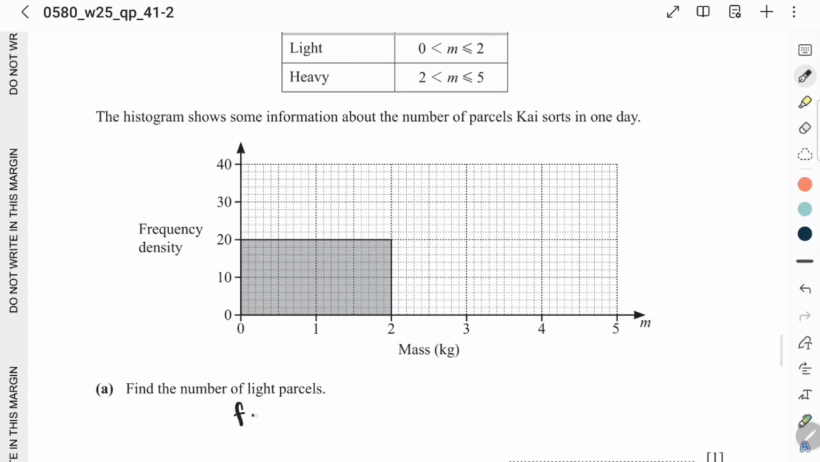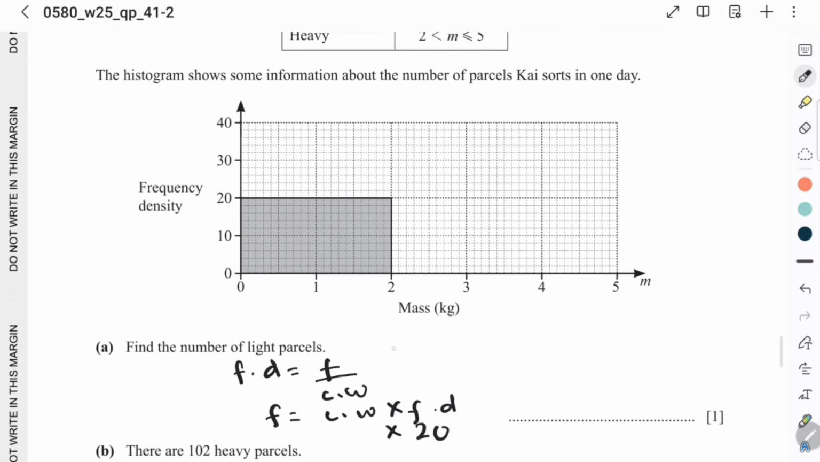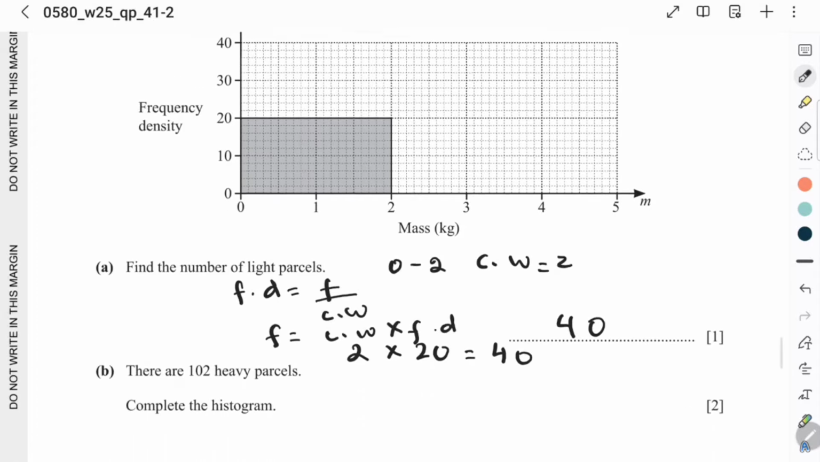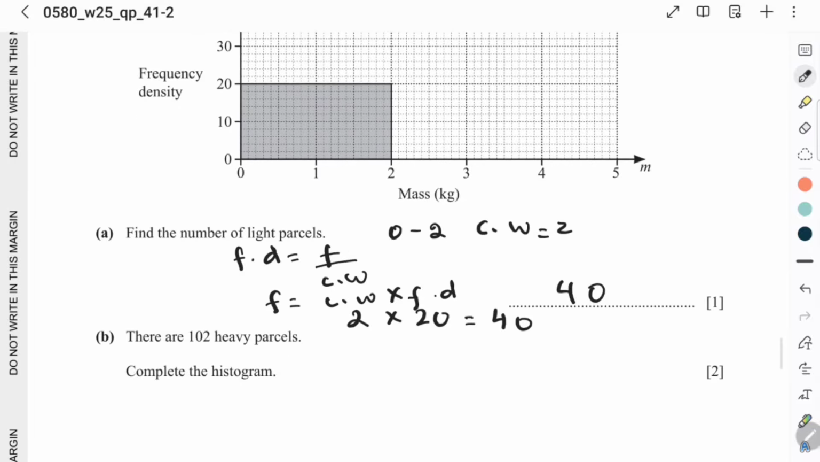Okay, you know that frequency density is frequency over class width, and frequency is equal to class width multiplied by frequency density. Your frequency density is 20 and the class width is 0 to 2, which means class width is 2. So 2 into 20 is equal to 40. So 40 are the number of light parcels. Now there are 102 heavy parcels. Complete the histogram.